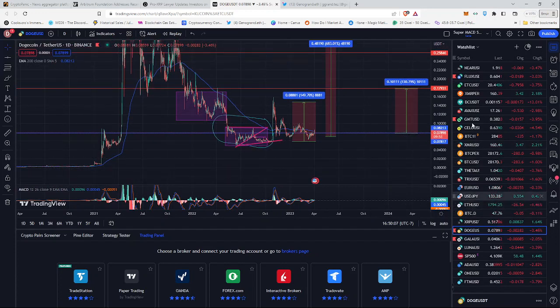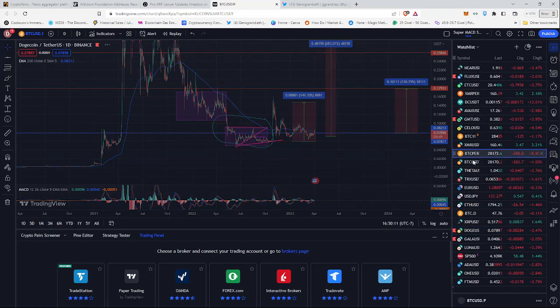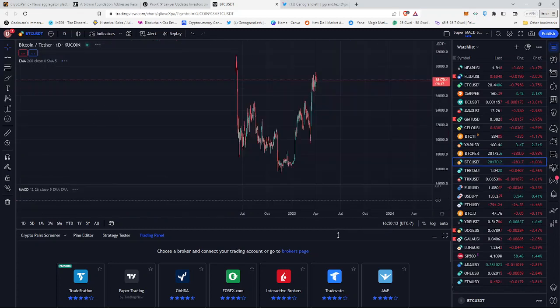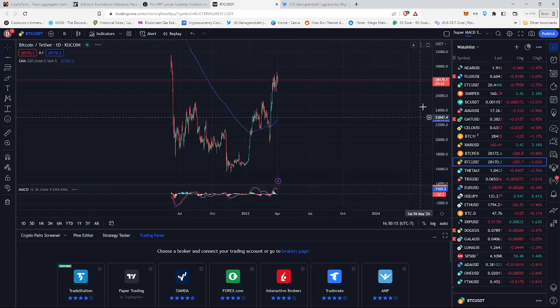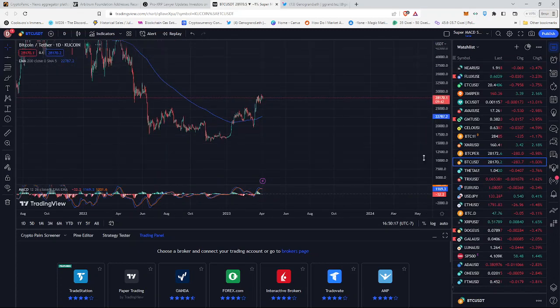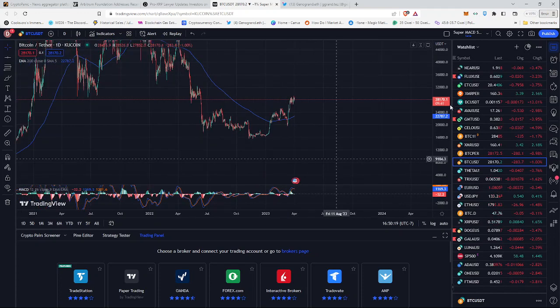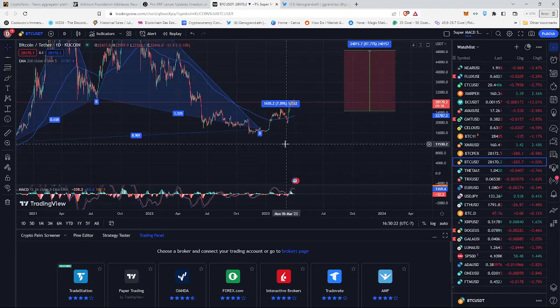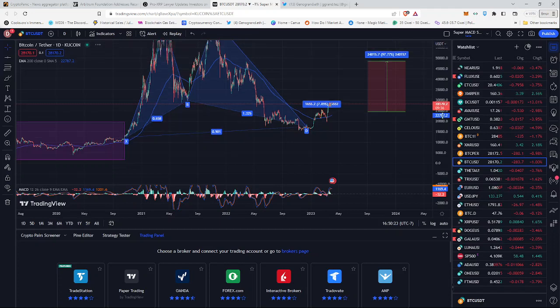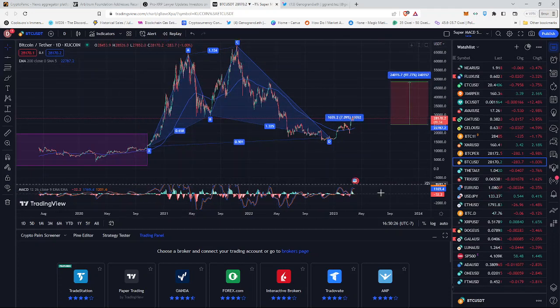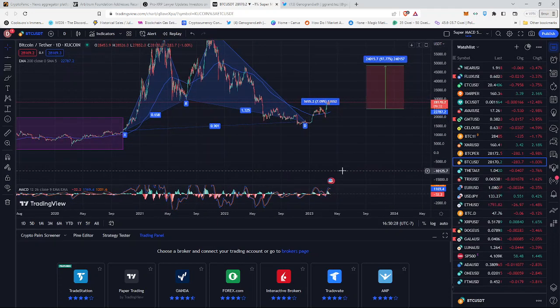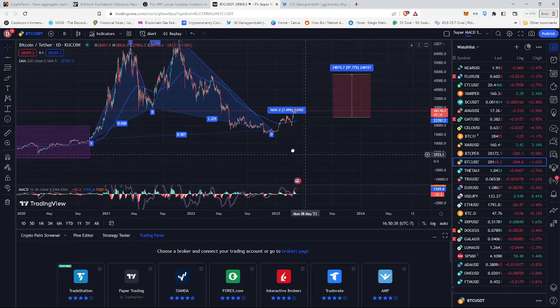Just taking a look at Bitcoin. I have the perp. Here it is. Bitcoin sitting at $28,170, looking fantastic. I don't have any charts on Bitcoin. I haven't really looked at it too much. I drew this harmonic here. It's probably not valid, but I just like to draw stuff on these charts. But you know, we'll see what happens.